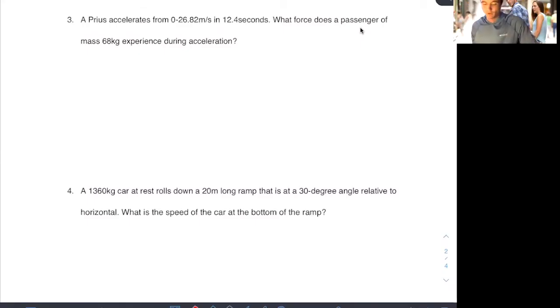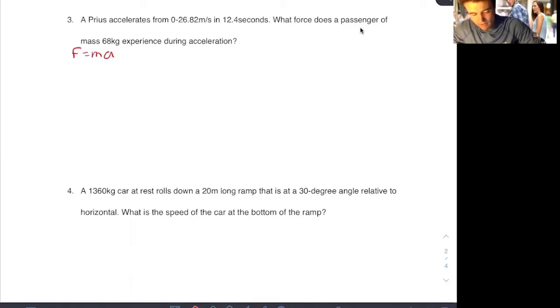So what force? Okay, so we want to know the force that the passenger experiences, right? So let's write down that equation, F equals ma. Okay, so we know the mass. We want to know the acceleration at which the car is going. Okay, so that's the whole thing here. We want to find out what the acceleration of our person is so that we can know the force that is acting on the passenger. Okay, so how do we find that?